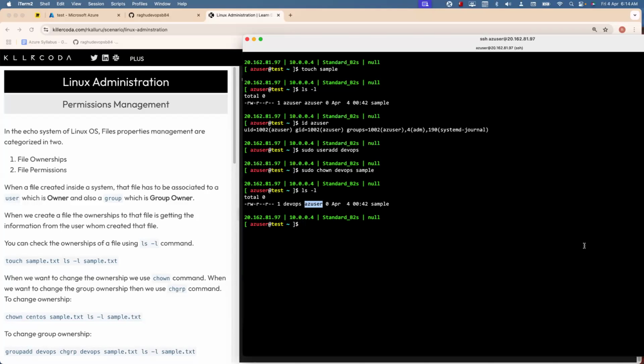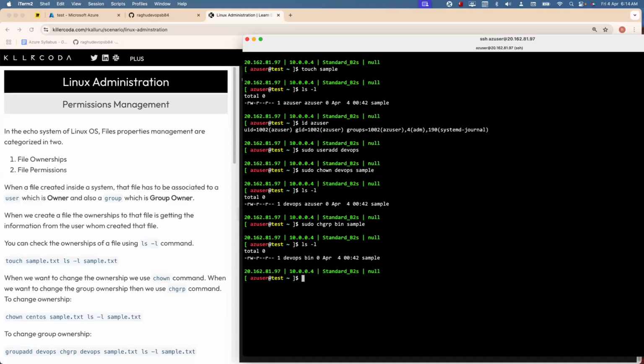The same way, you can change the group ownership also by using chgrp, maybe to some other group. For example, there is a group called bin in the system. It's a default group. So let me go through that. Okay, so this is the ownership transfer of a particular file; you can do it for a directory also. If you're doing it for a directory and you want it to apply to all the files in the directory, then -R will come into the picture.